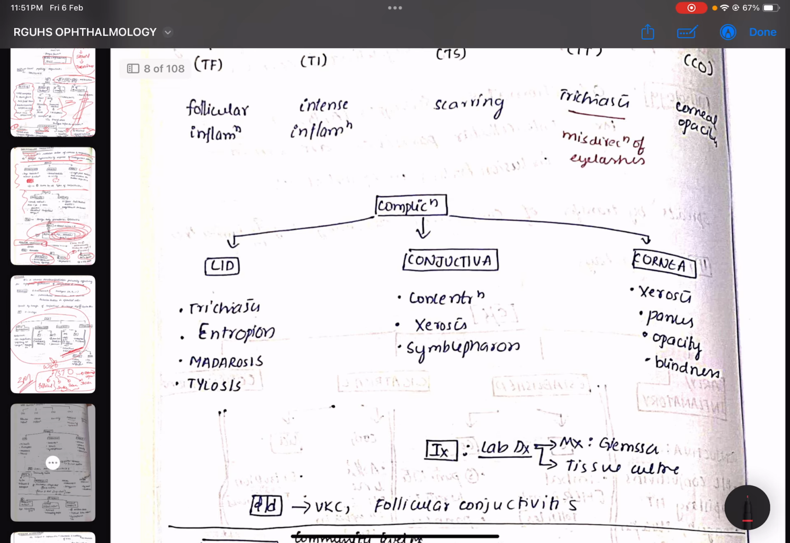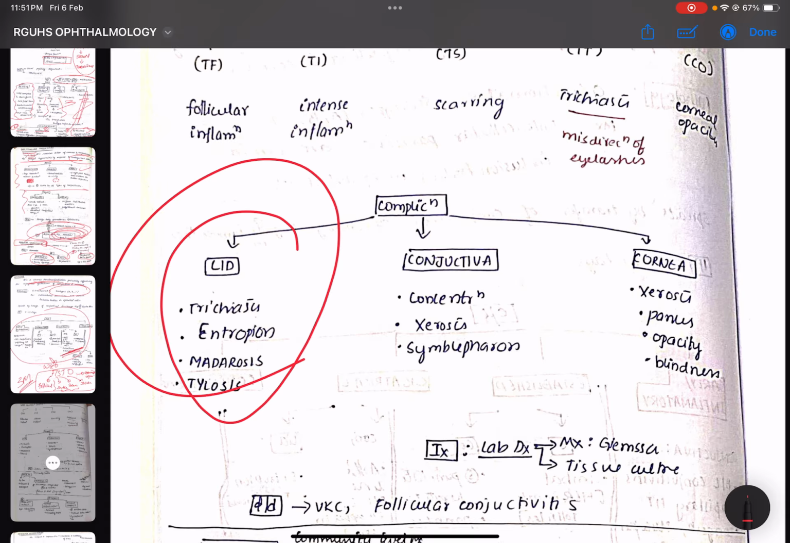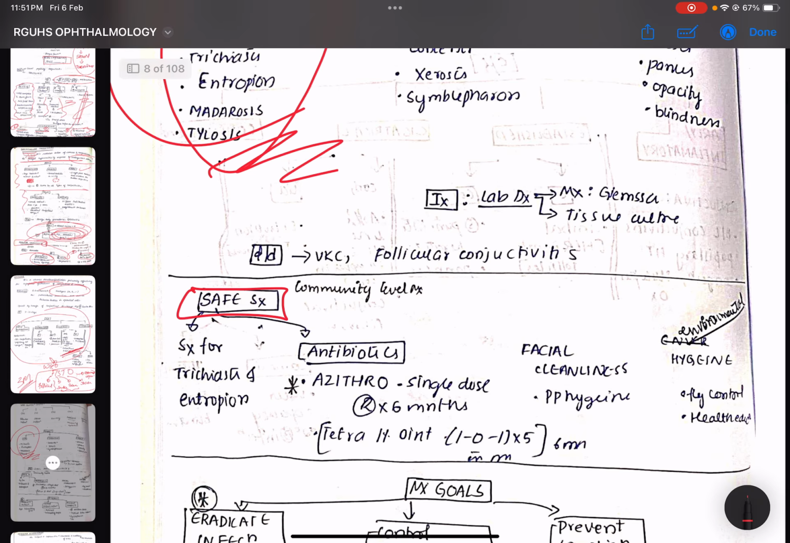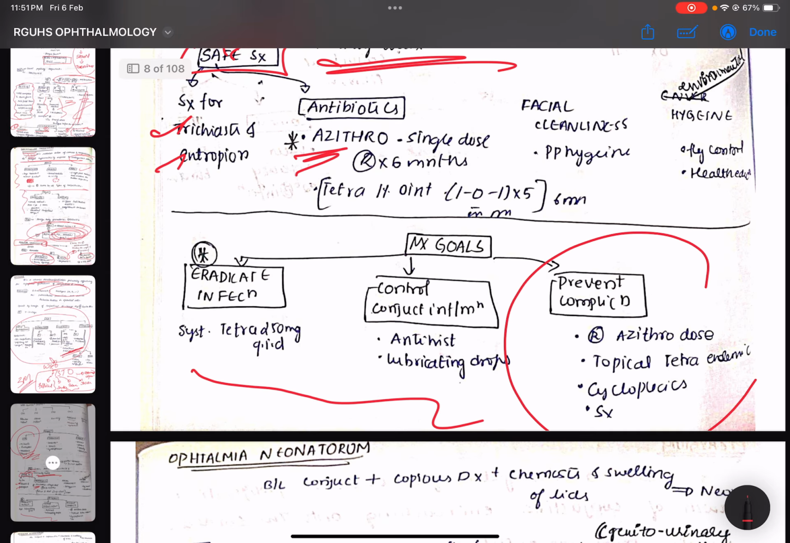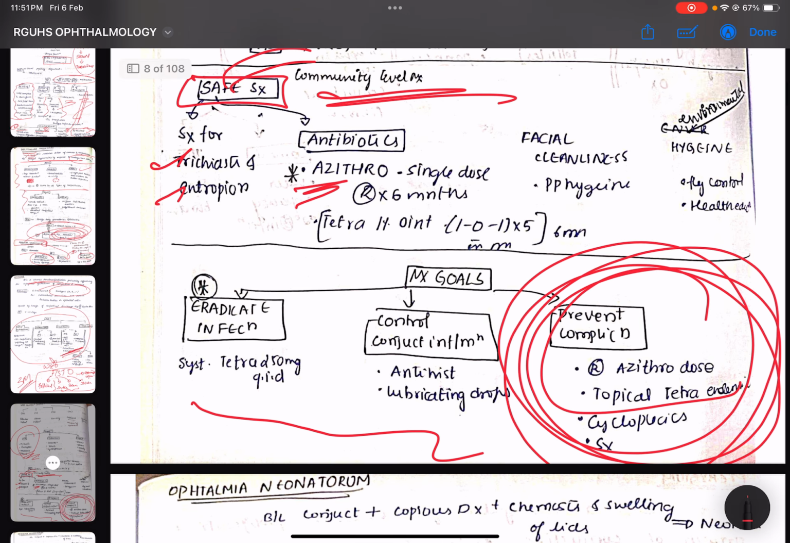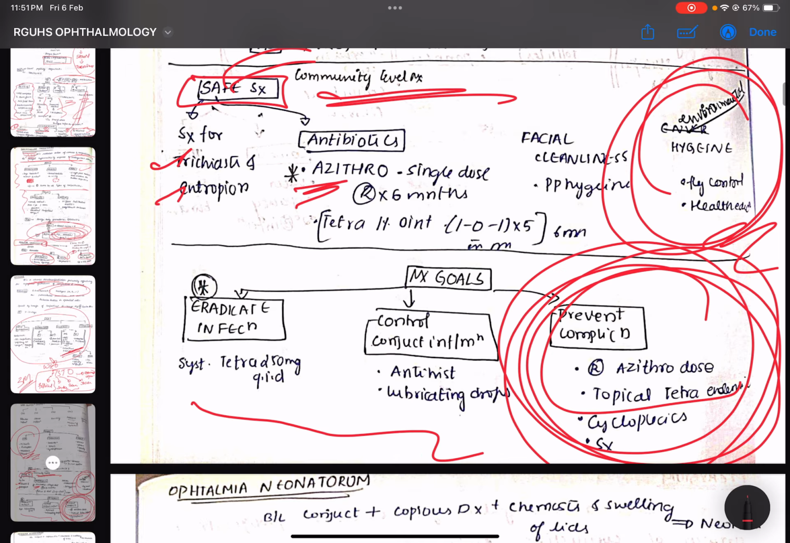Then again, while writing complications, as I told you, one important thing people forget is the lid. Lid is something you have to remember. Again, SAFE protocol is what they might ask at the community level. So what does S stand for? S stands for surgery for trichiasis and entropion, and also antibiotic, that is azithromycin. Then also facial and environmental cleanliness. These are the management. People forget about prevention of complications and how you will eradicate it. Again, you have to write about environmental hygiene, that is fly control and health education.